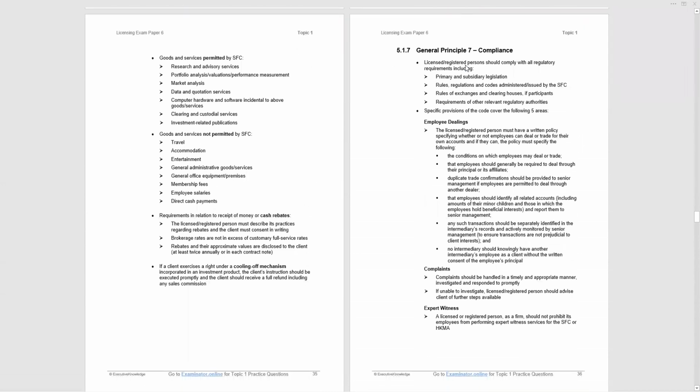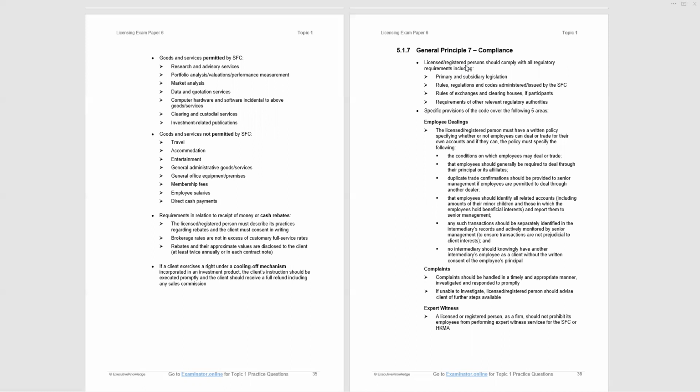Goods and services permitted by the SFC are listed there, and those that are not permitted also listed, starting with travel and accommodation. This is under conflict of interest, so obviously they're wanting to make sure that any goods or services that could compromise your independence are not permitted.